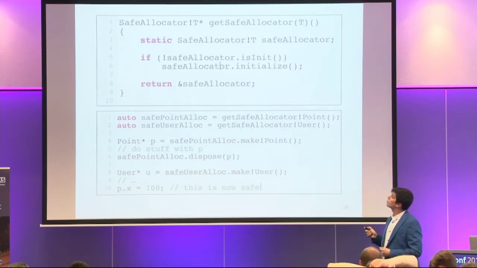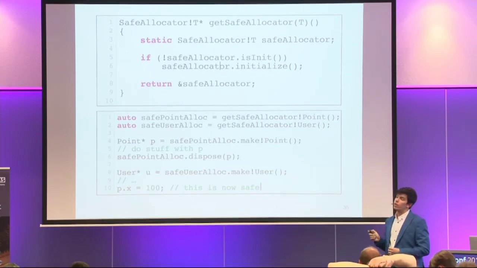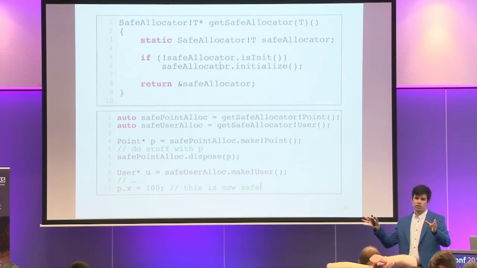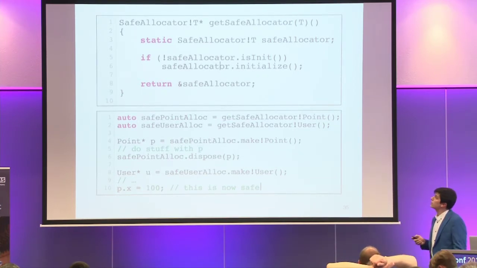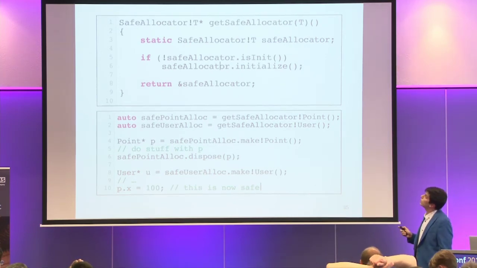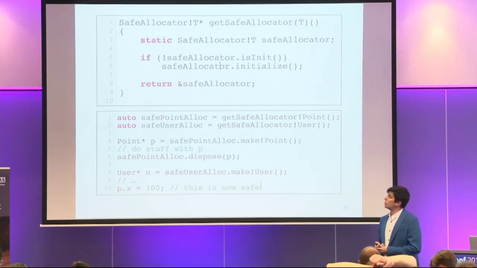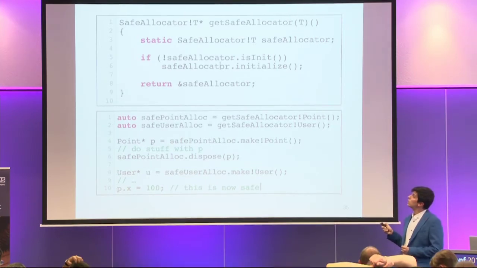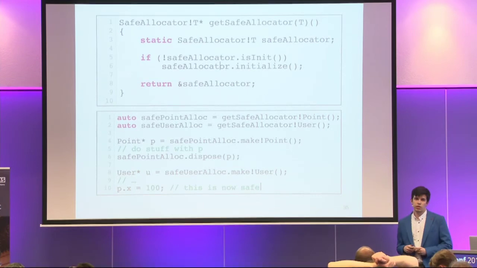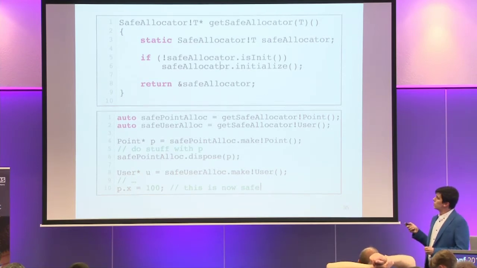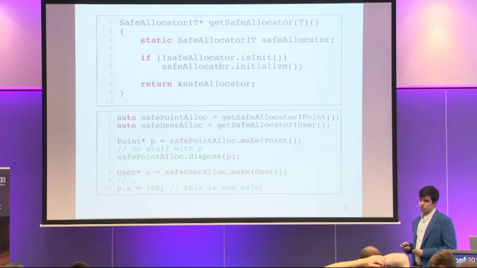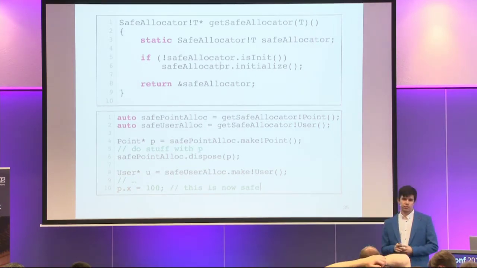But first of all, we're going to define this helper function, getSafeAllocator, which helps us create basically this mapping between the type and its corresponding arena. The trick here is to declare the allocator in static storage. We also benefit from lazy initialization, and in the end, we're going to return a reference to this allocator. Now, to our example, we're going to get the allocators for the two distinct types. And it is now clear that the point and the user draw memory from separate arenas. So there is no danger in them overlapping.